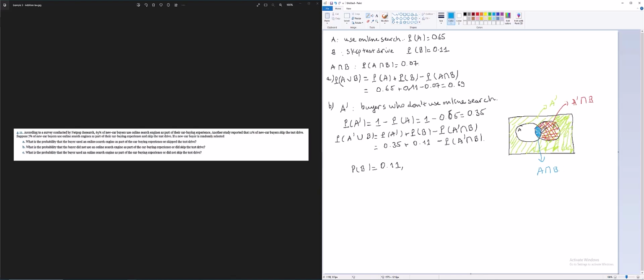So now you can find the red part. The probability of A prime intersect B is going to be the whole B, which is 0.11, minus the blue part, which is 0.07, and that's 0.04.